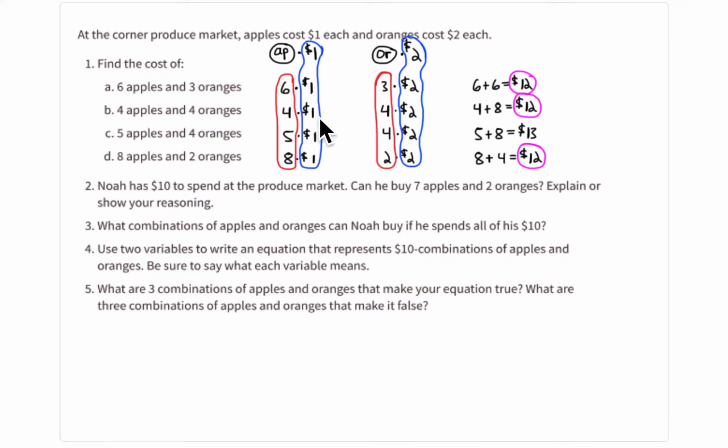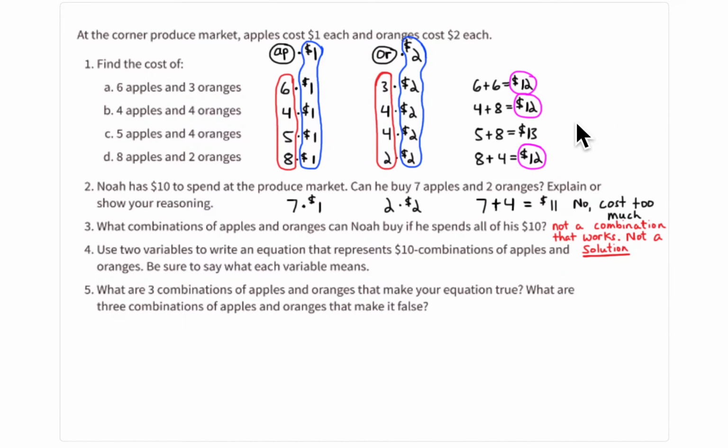So when do you spend the same amount of money? What combination of apples and oranges can you purchase to spend $12, for example? So we're going to look at that idea a little bit later.